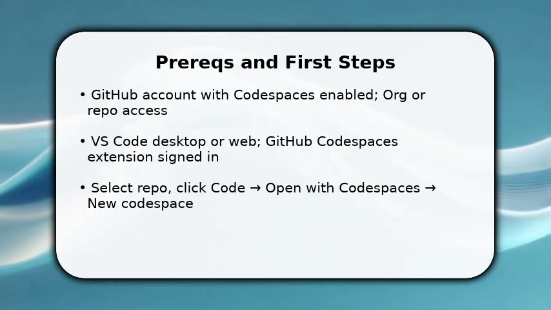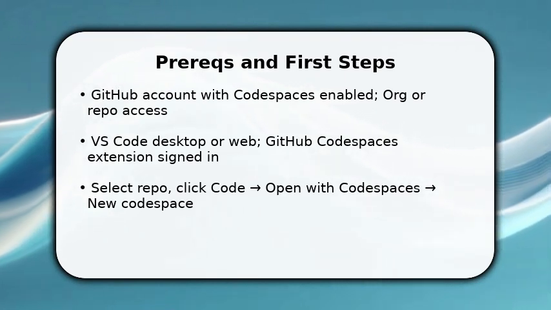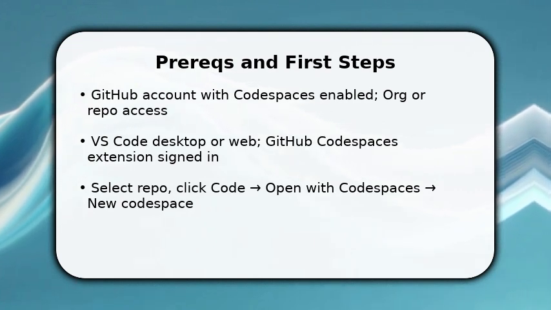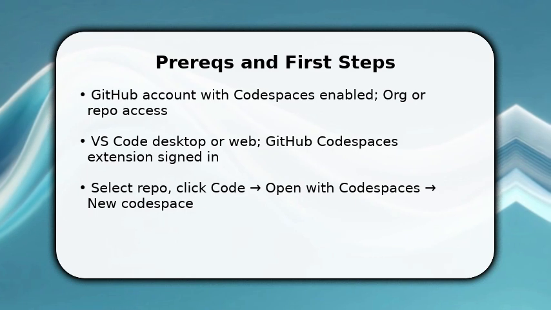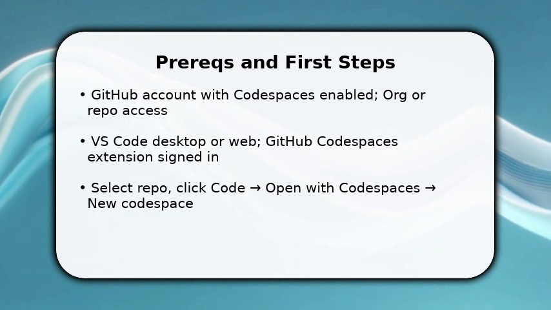You start by confirming prerequisites: a GitHub account with Codespaces access and VS Code signed into GitHub. Once those are ready, open the repo in GitHub and choose Code, then Open with Codespaces. Create a new Codespace. Make sure to pick the right branch and machine type.